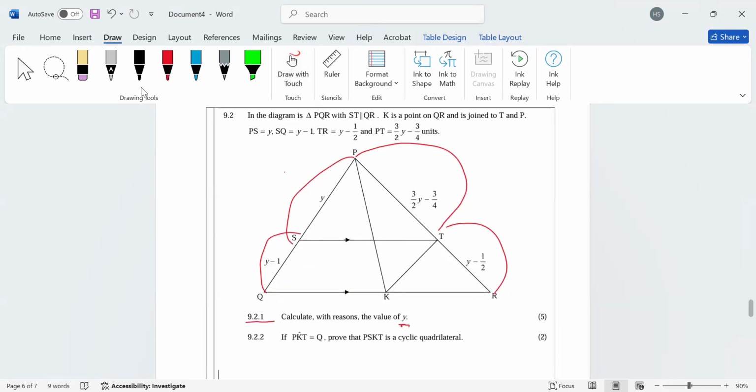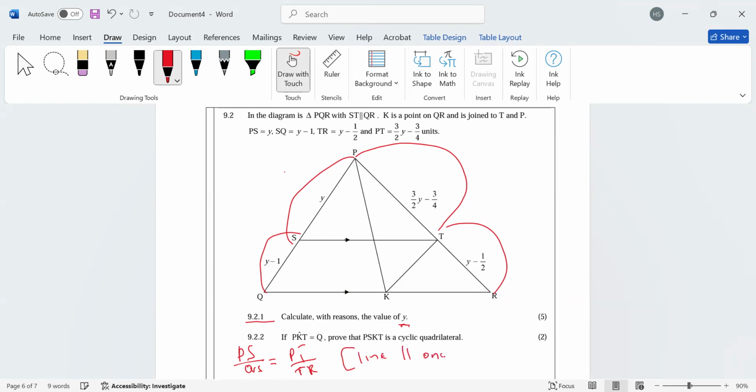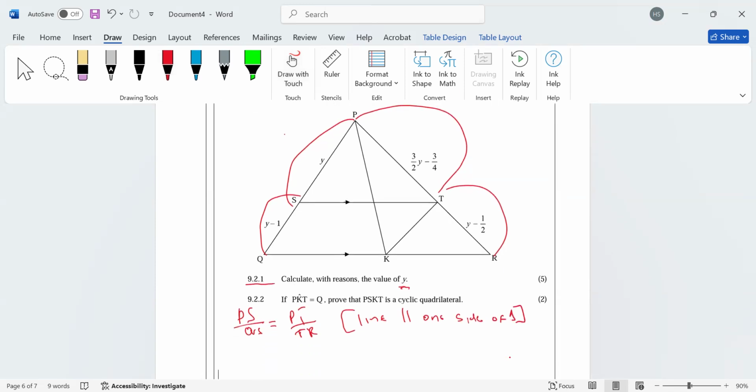So I'm going to tell them that number one, we know this for sure: PS all over QS should be equal to PT all over TR. This is from the theorem on lines parallel to one side of a triangle. Okay, how do you proceed from here?